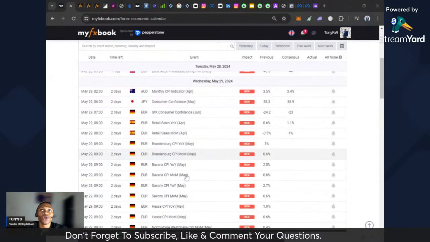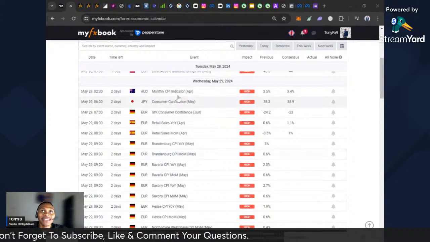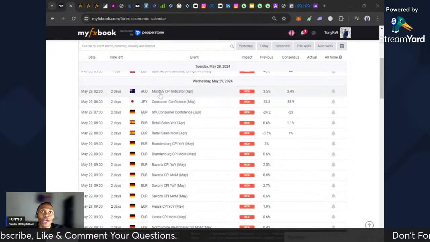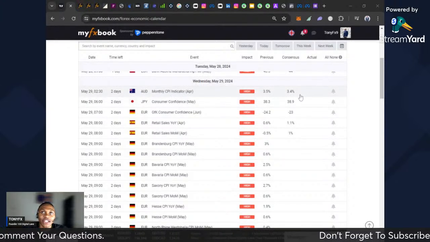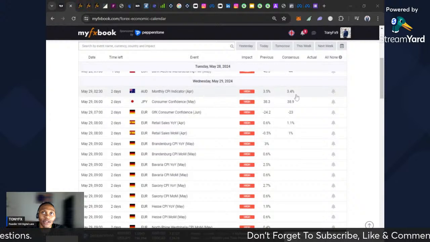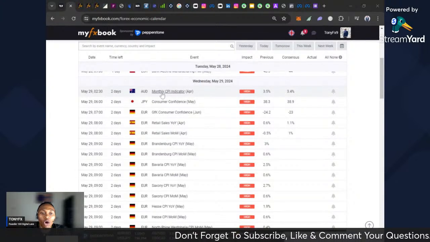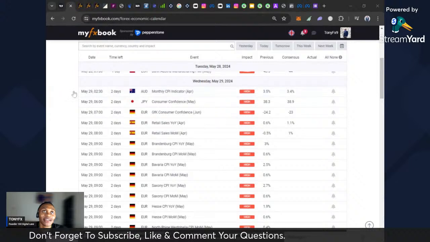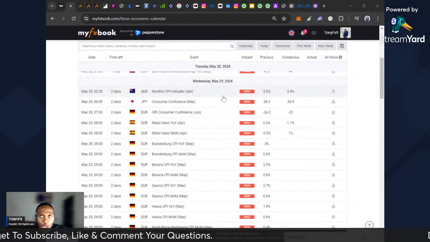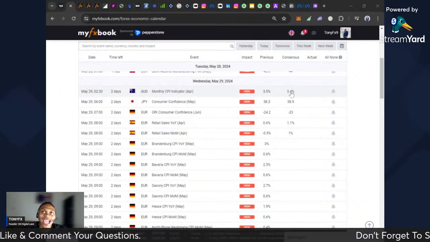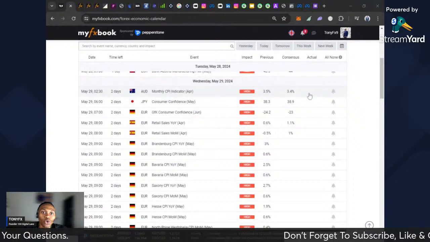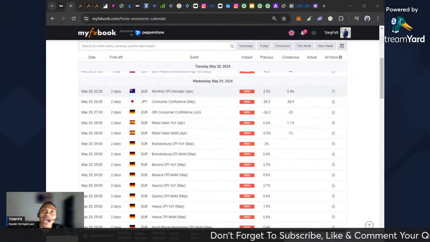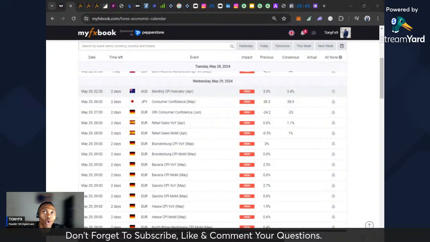So on Wednesday we have monthly CPI indicator for AUD. If we have the CPI higher than 3.4, it's going to make AUD strong. CPI is a very important news. Watch out for it on Wednesday, 2:30 a.m. If we have CPI higher than 3.4, it's going to be good. And I see this is inflation figures, and inflation has been increasing massively on AUD. So I anticipate AUD strong on Wednesday.